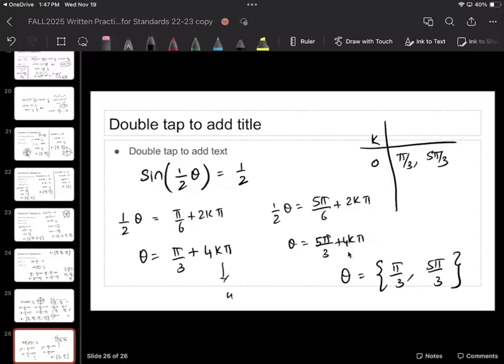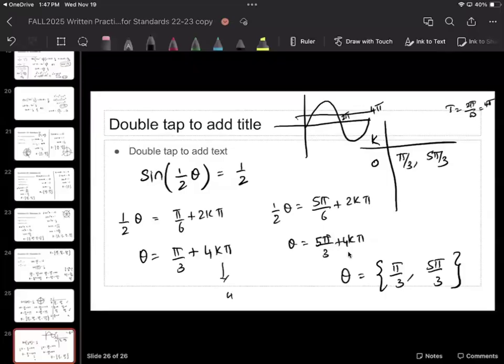What happens when you have a half in front of the theta is that the period changes. Remember the period is 2 pi over omega, right? So 2 pi over half is 4 pi. That means it takes 4 pi to complete one period. So this is 2 pi, correct? Now when you want to find out where this value is 1/2, you see it is only 1/2 at these two points, and this value is pi over 3 and this value is 5 pi over 3. So that's what it means.